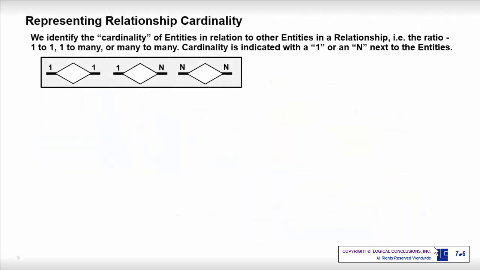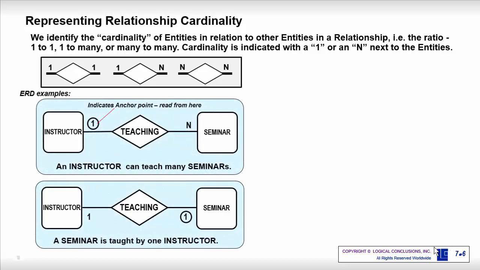Now let's talk about representing relationship cardinality. We identify the cardinality of entities in relation to other entities in a relationship. In other words, the ratio of an entity to another. One to one, one to many, or many to many. On an ERD, cardinality is indicated with a number 1 or an N next to the entities as shown. Here are two examples of an ERD.